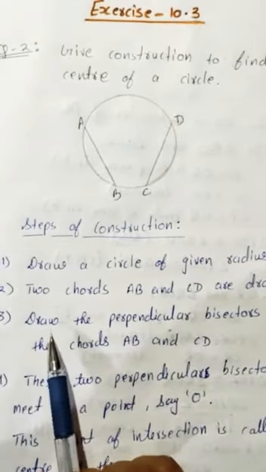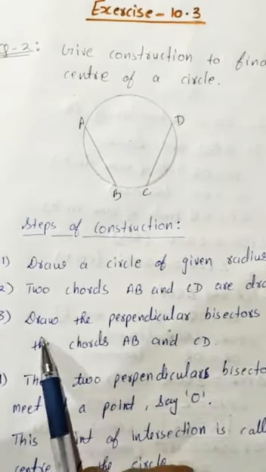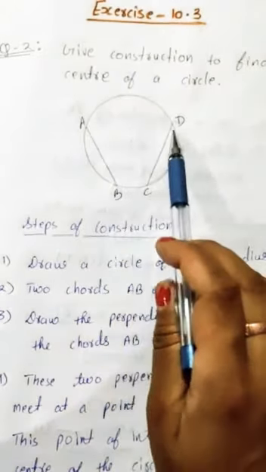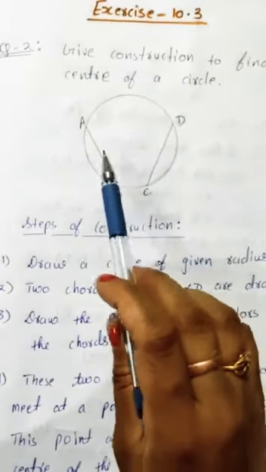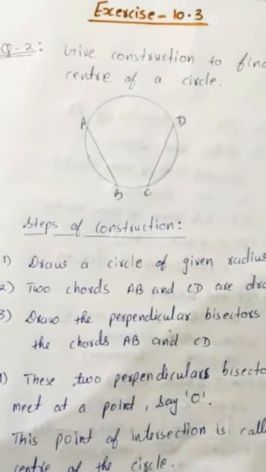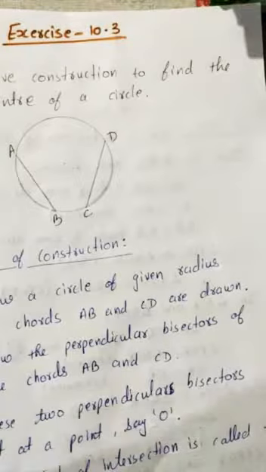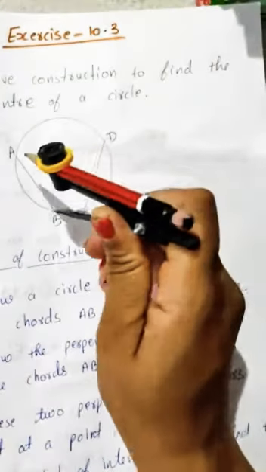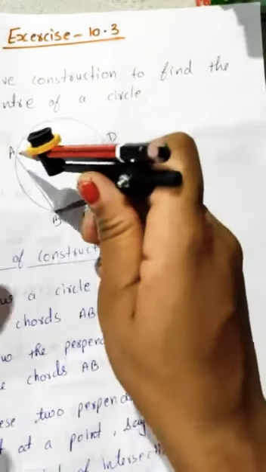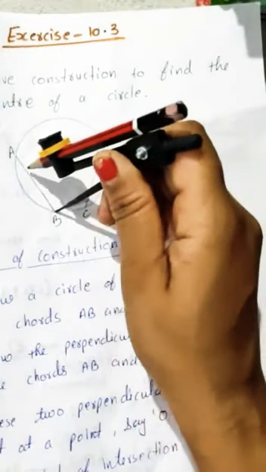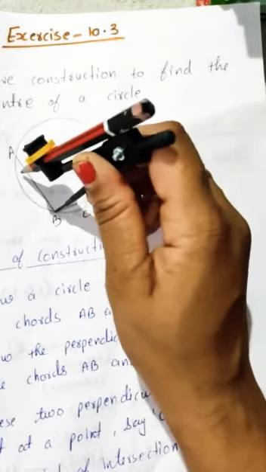Then we'll proceed further, and the next step is you have to draw the perpendicular bisectors of the chords AB and CD. That means you have to draw the perpendicular bisector of AB and the perpendicular bisector of CD. So we'll do this now. You know how to draw the perpendicular bisector. You have to keep the center over here and keep a radius which is greater than half of this. Okay, half of the chord से ज़्यादा आपको लेना है.